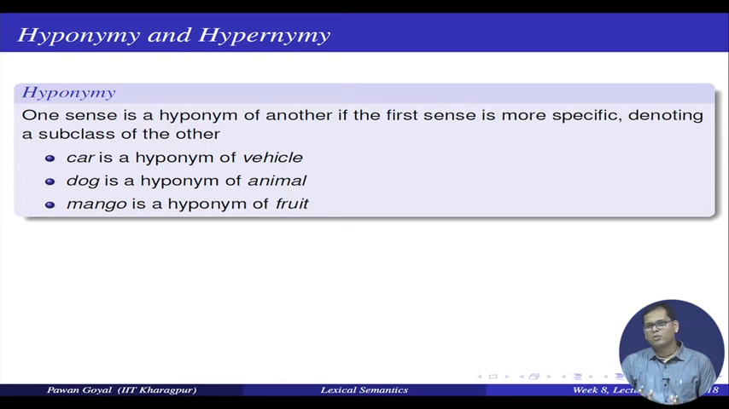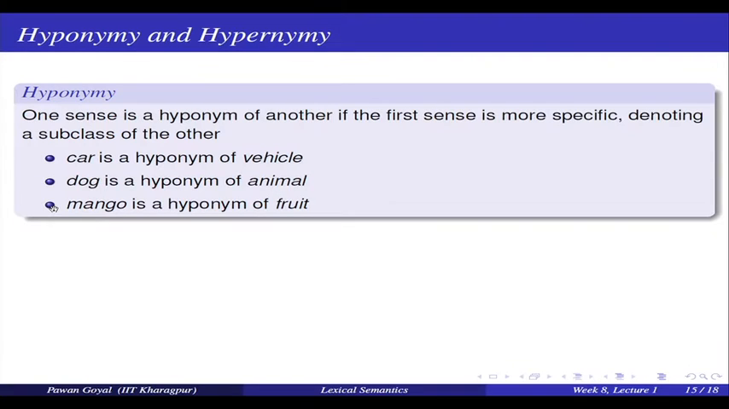Now, coming to another important relation, that is hyponyms and hypernyms. What are hyponyms and hypernyms? They are relations between a subclass and a superclass. Formally we say one sense is a hyponym of another if the first sense is more specific and it denotes a subclass of the other. An example here is car. Car is a subclass of vehicle. So, we can say that car is a hyponym of vehicle.